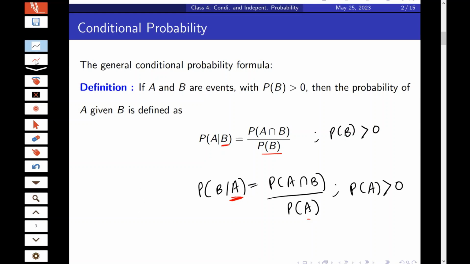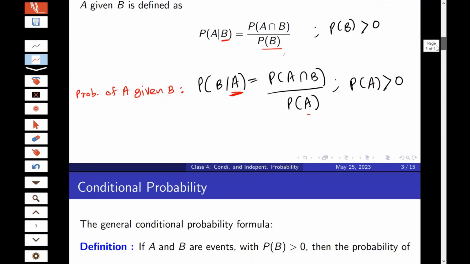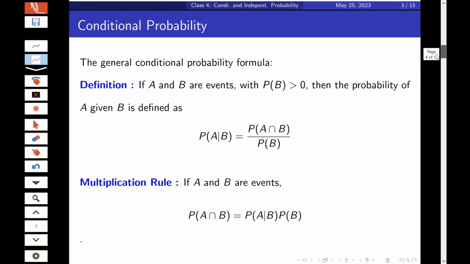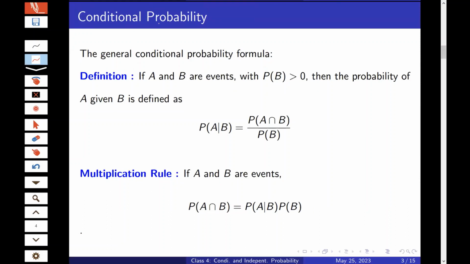So here, this equation for probability of A given B. Okay, so those are the definitions we need to calculate conditional probabilities. Okay, so if the conditional probability is known, we can do something like this.